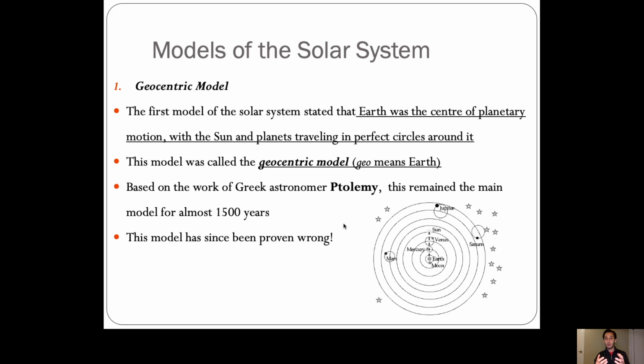We know Earth is not the center of the galaxy. We know it's not the center of the solar system. We know it's not the center of the universe, despite what we may think, okay? But the fact that we exist does not make our planet the physical center of the solar system, okay? But that's what we wanted to believe for many, many, many years, okay?